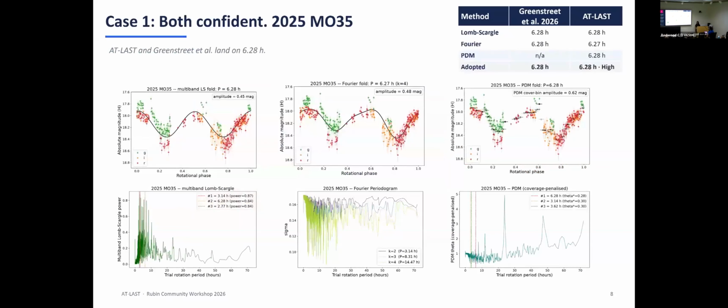So case one is where both my model and the Greenstreet model had the same period, and we're both confident. So you can see this is the case, for example, with 2025 and with 35. And you can see all three of my methods agree, and they agree with the Greenstreet data.